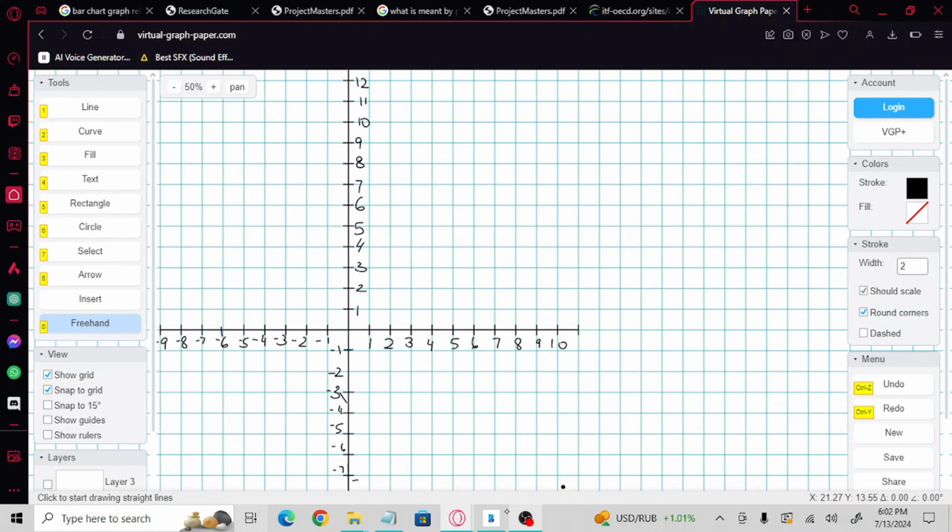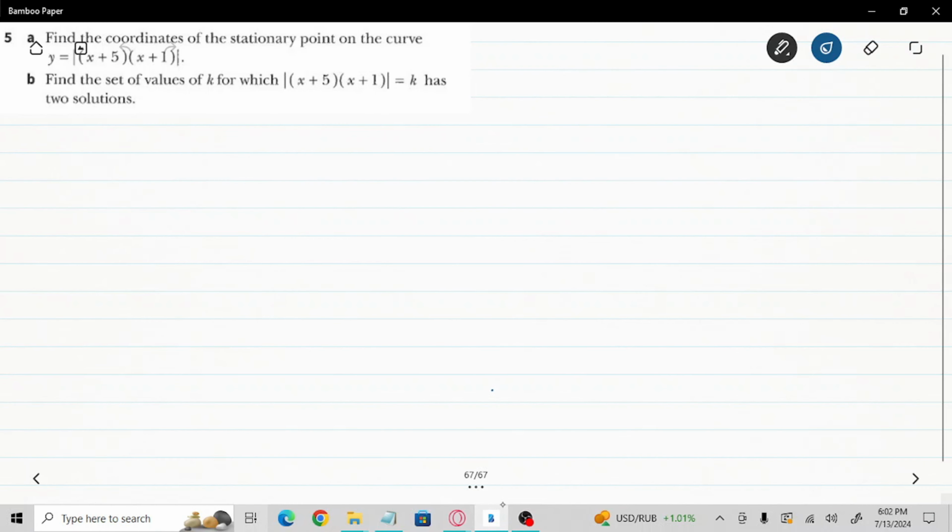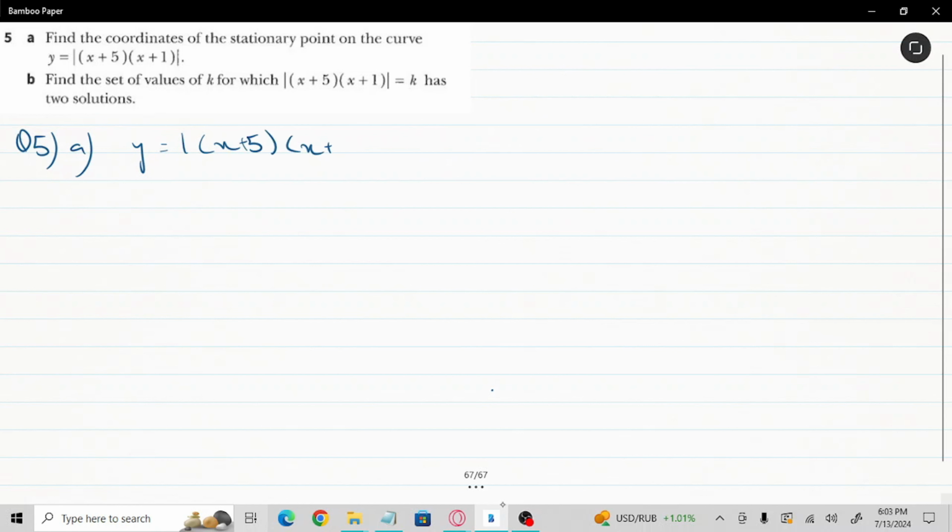Okay. So for question 5, what they're asking us is to find the coordinates of the stationary point of the curve y equals |(x + 5)(x + 1)|. As we have done in the previous question, we are going to solve this. So what we're going to do is take this value and solve this up. First of all, y equals 1 multiplied by... sorry, I took the modulus as 1.